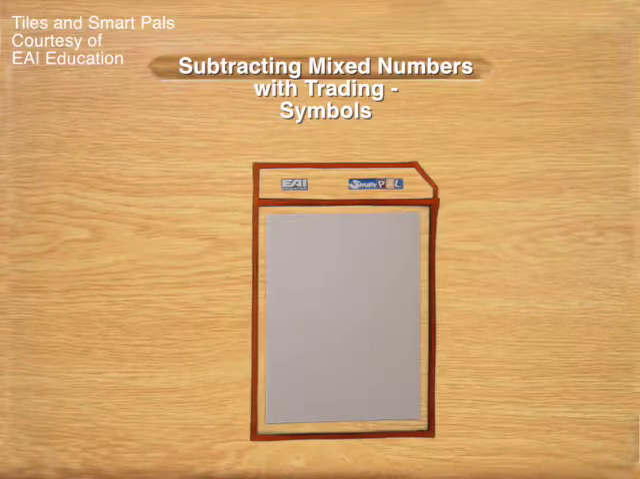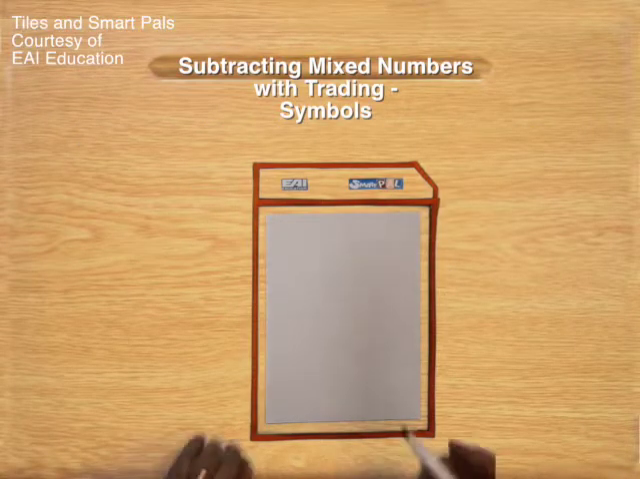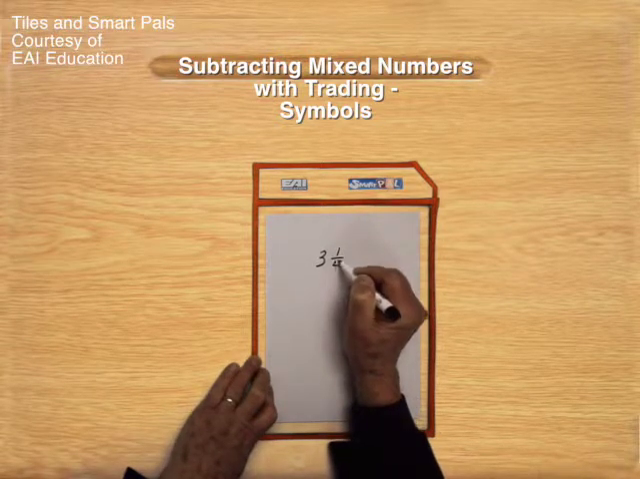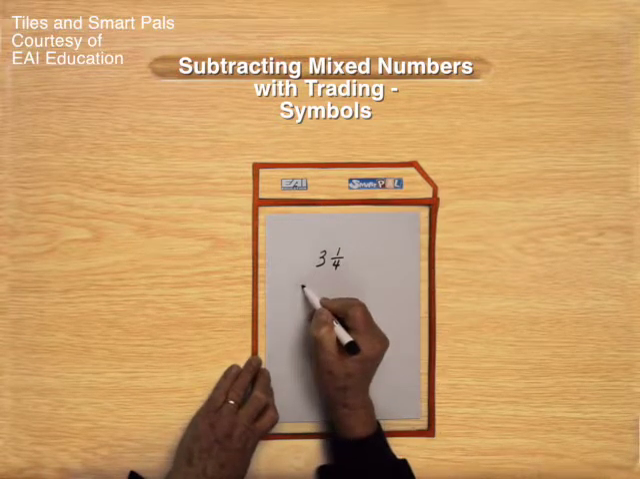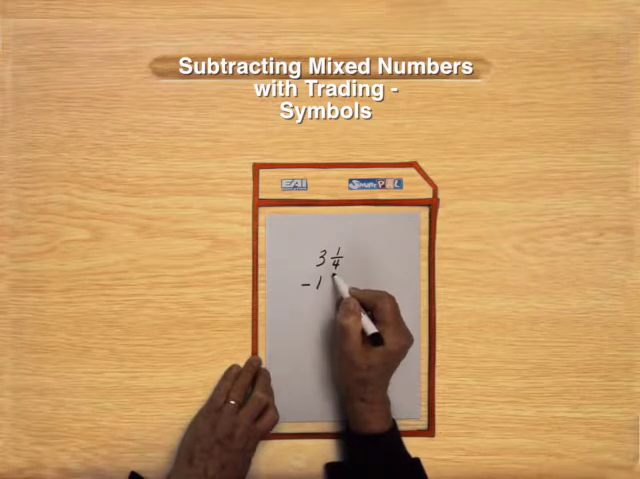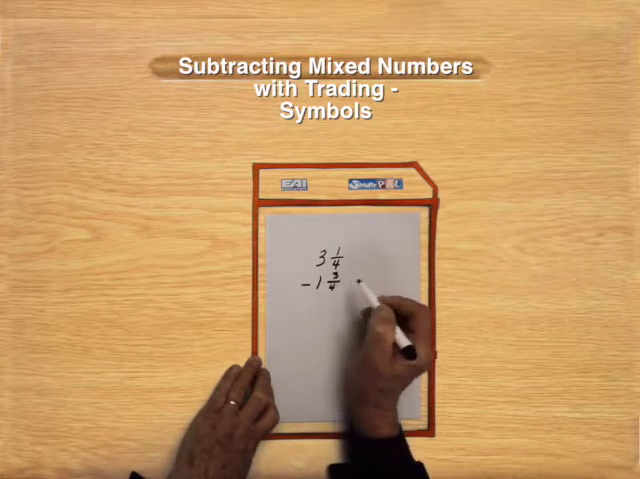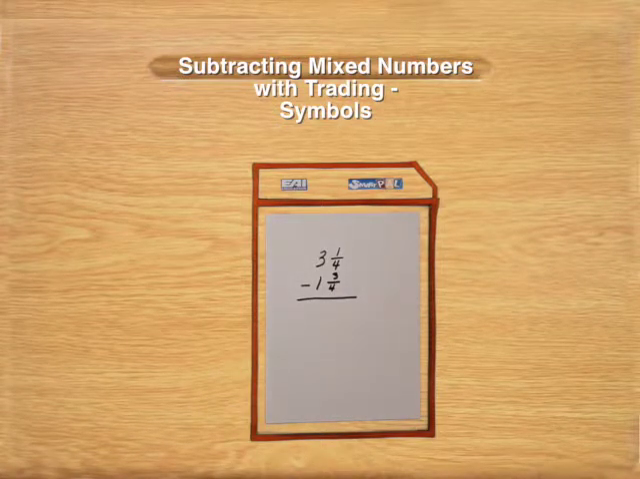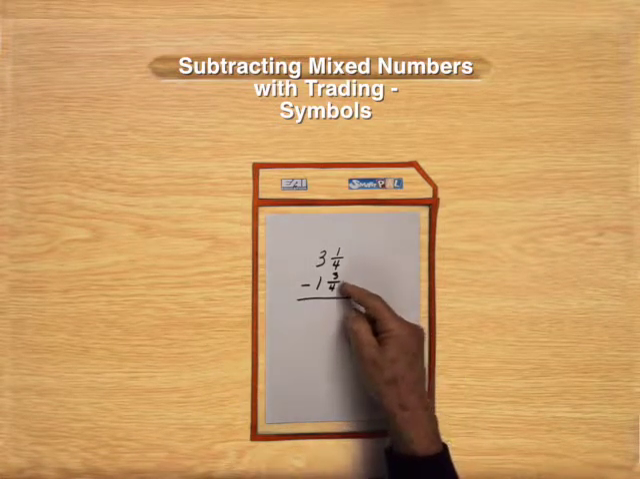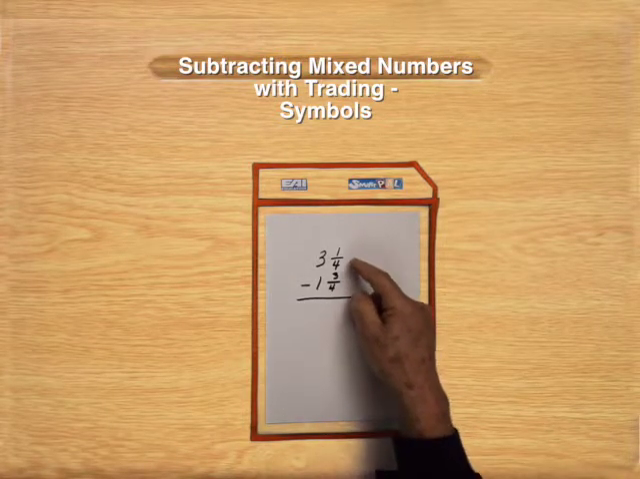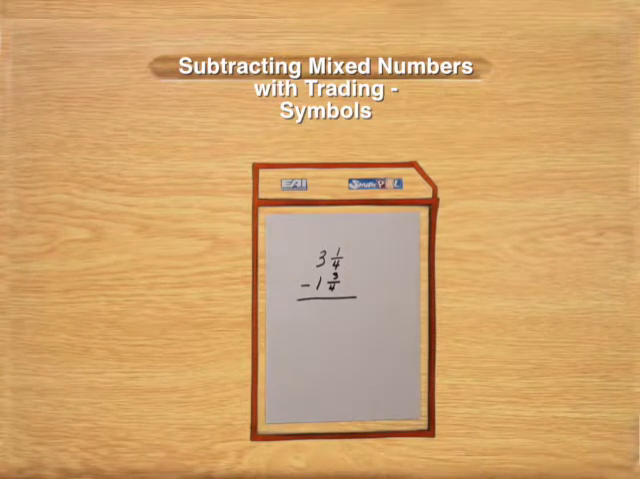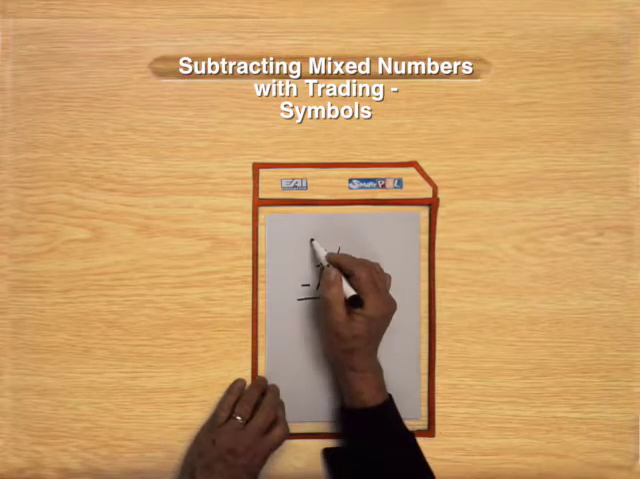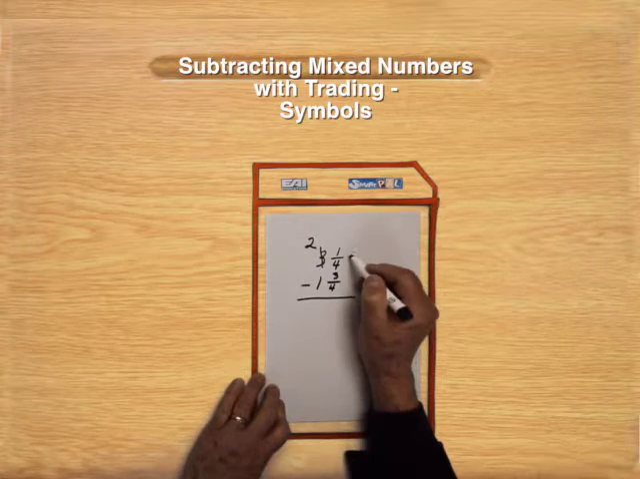We're going to talk about subtracting mixed numbers. We're going to start with the mixed number 3 1/4. And from 3 1/4, we want to subtract 1 3/4. So let's start the subtraction. We want to subtract 3 fourths, but we only have 1 fourth. But what we can do is trade one of our ones, that'll leave us with 2 ones, for 4 fourths.